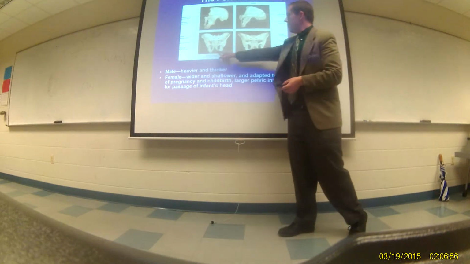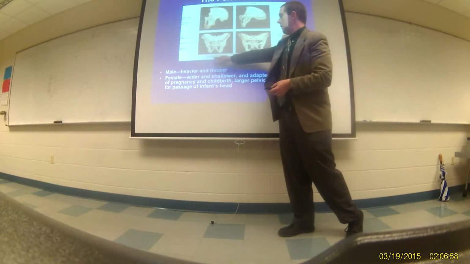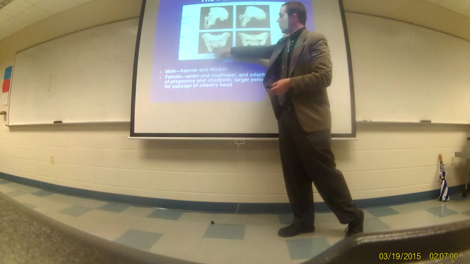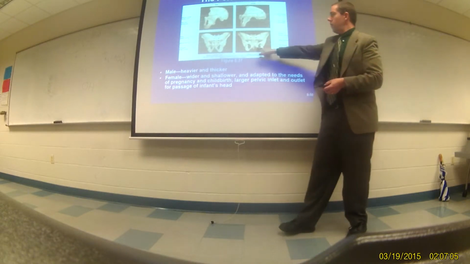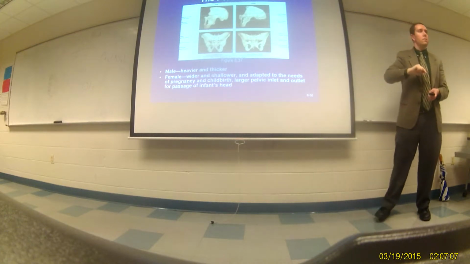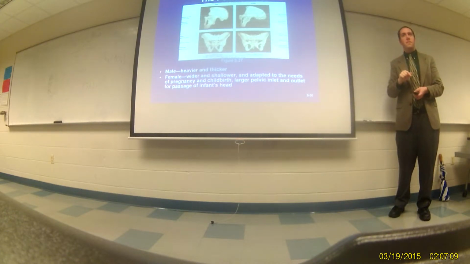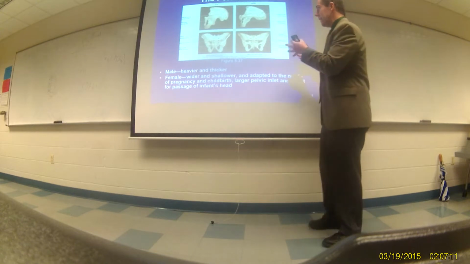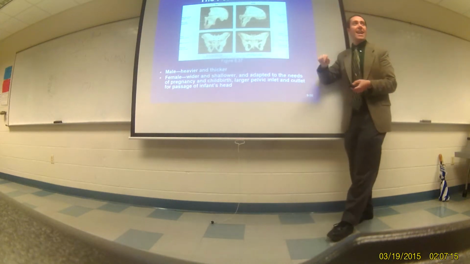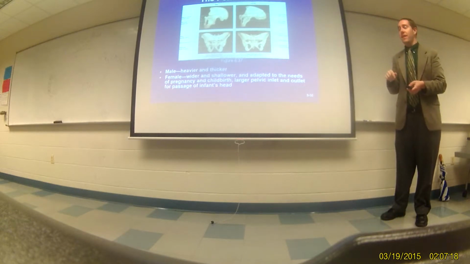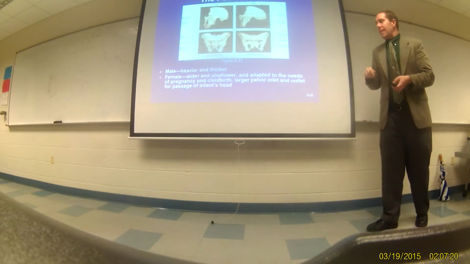Same reason down here, this little triangle here, it's the subpubic angle, is how narrow that angle is. In the men, it's narrow. In the woman, it's wide. Childbirth. Child's head is quite big. You need a lot of space to get that head out of there. Okay?